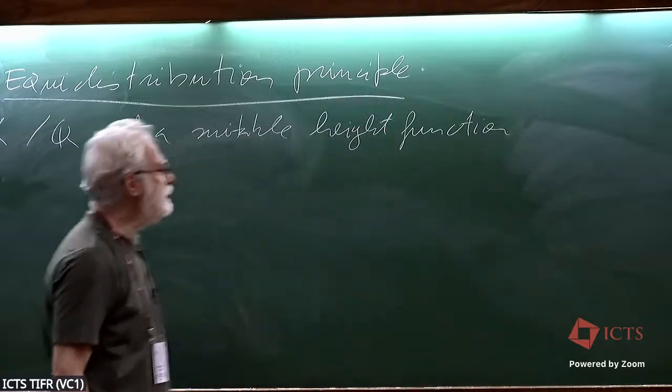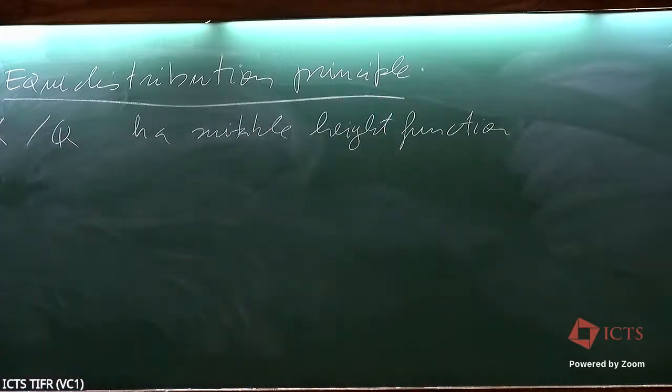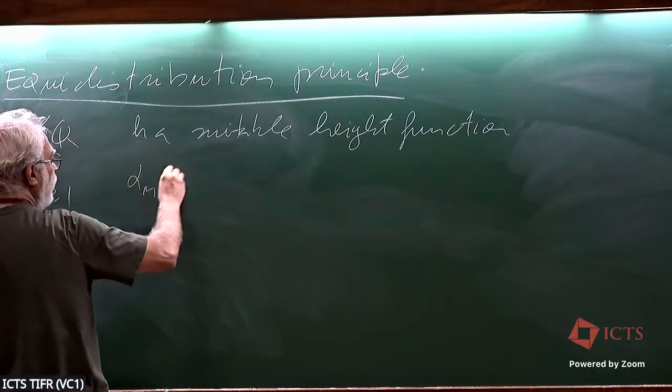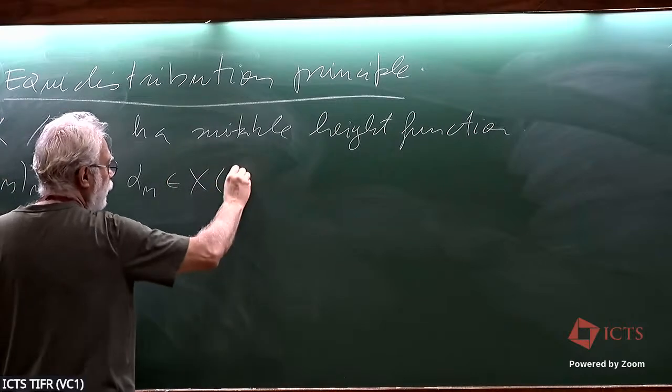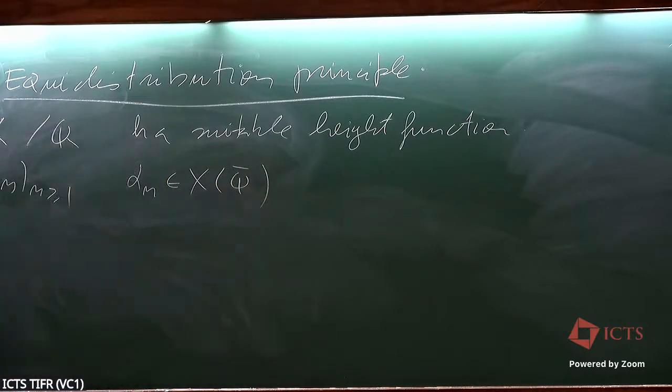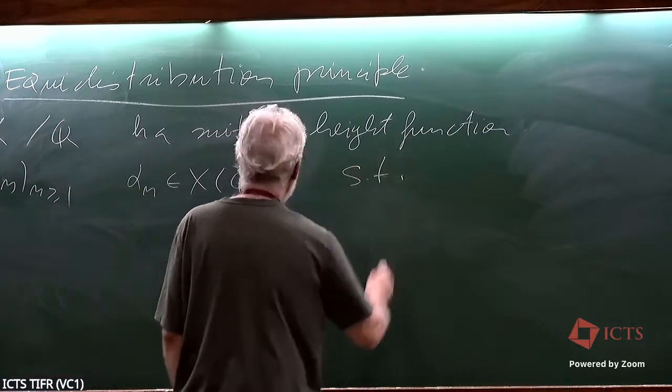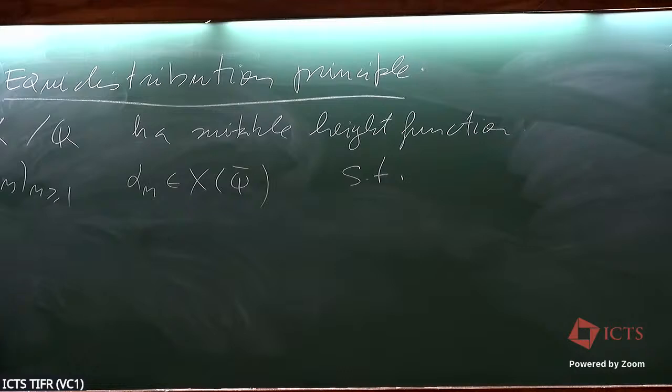Okay. Now imagine that I have a sequence alpha n for n bigger or equal than 1 of points. Alpha n are points in X of Q bar, so they are algebraic points, such that they satisfy two conditions. The first condition is that it is what we can call generic.